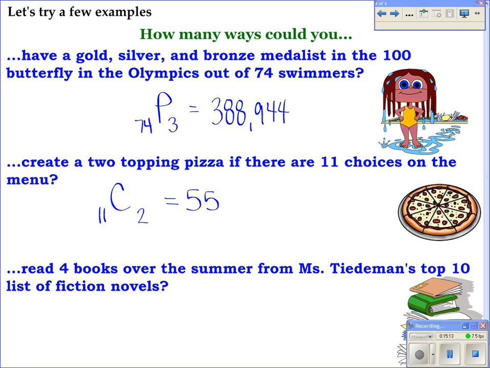No, it does not. You get to pick any 4 books from her top 10 list, and you just have to read them over the summer. The order that you read them in is not going to change your life in any way, shape, or form. So that is another combination problem. There are 10 books to pick from, and you get to pick 4 of those books. And you get 210.